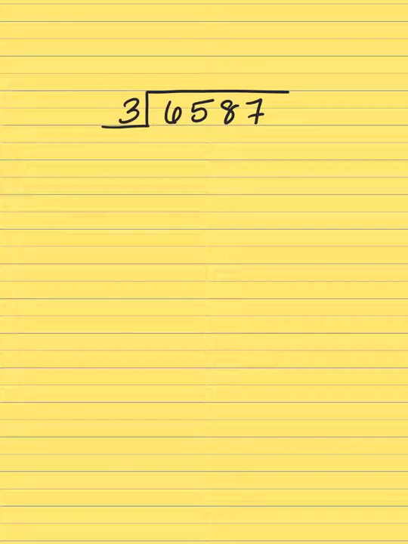So let's say it was, I don't know, 6,587. And we're going to divide it by 3. So again, we first look at 3 and 6. How many times does 3 go into 6? Well, 3 goes into 6 twice. So 2 times 3 is 6. I subtract, you get 6 minus 6 is 0, and then we bring down the 5.